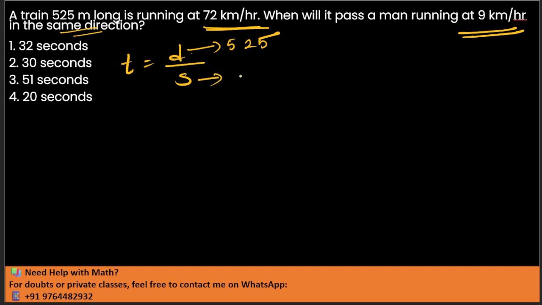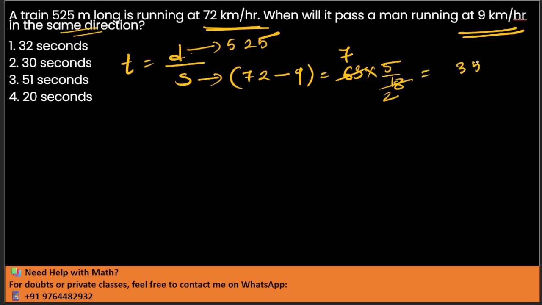So it will be 72 minus 9, and this is equal to 63. Okay, this is in kilometer per hour, so we have to convert it into meter per second. 5 upon 18. So 9 twos are 18 and 9 sevens are 63. So speed is equal to 35 upon 2. Now don't make it 17.5, otherwise it will make the calculation difficult.